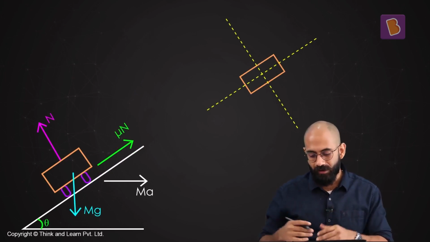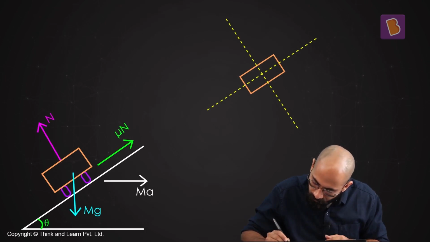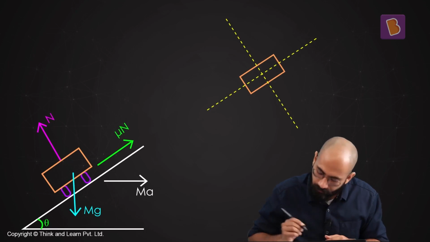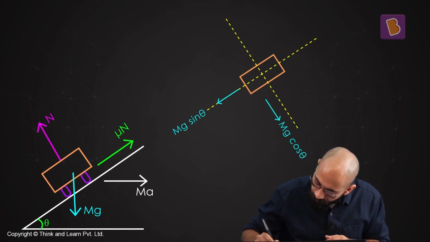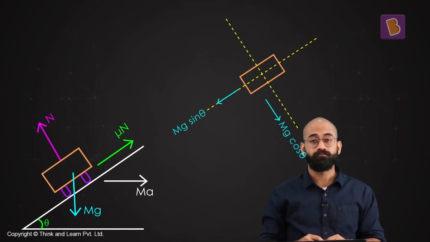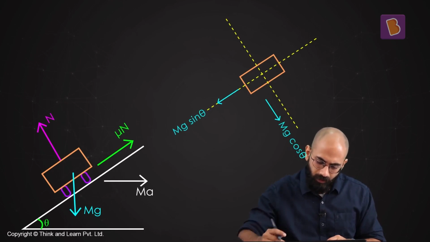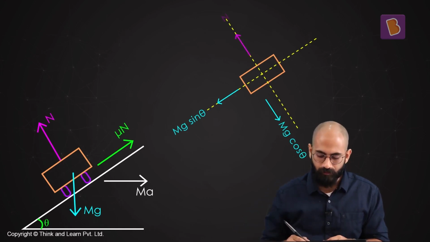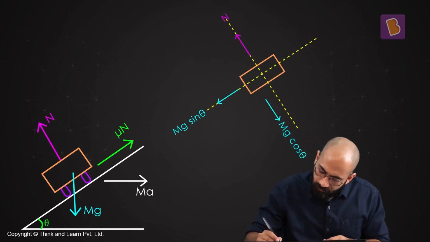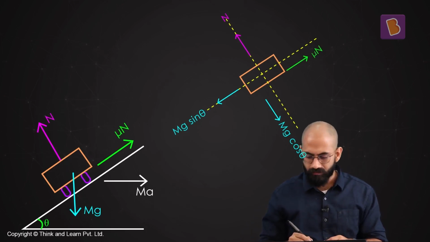Now, mg, if we're going to resolve like this, so mg cos theta and mg sin theta will be in these directions. Okay, fine. What are the other forces? Now, normal force. Let's resolve the normal force. So normal force is anyway in this direction, so we don't have to resolve the normal force. Perfect. We have friction in this direction. Again, need not resolve.